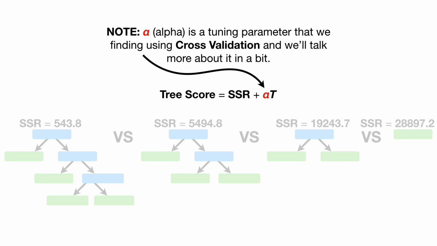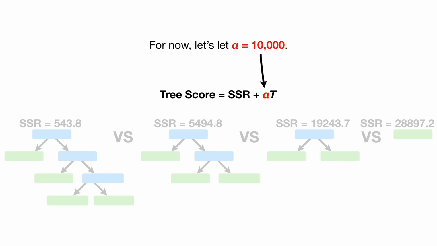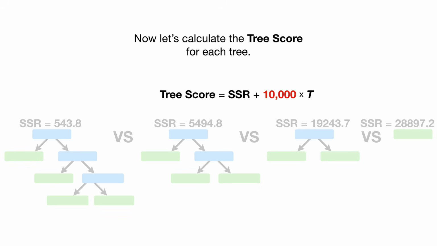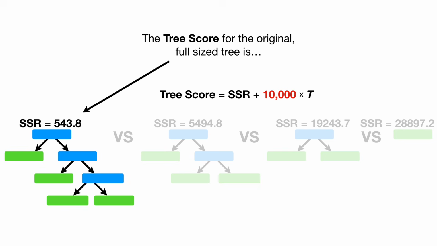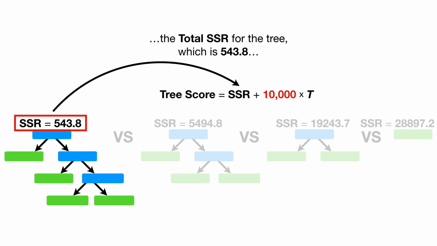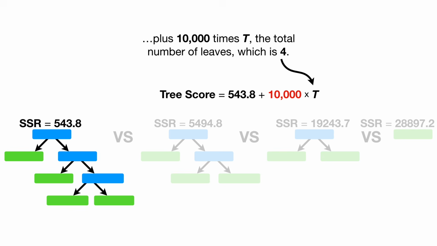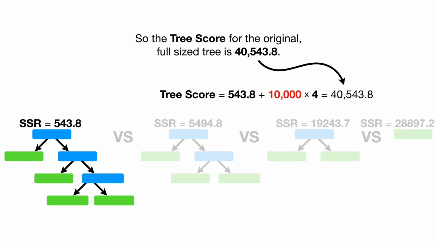Note, alpha is a tuning parameter that we find using cross-validation, and we'll talk more about it in a bit. For now, let's let alpha equal 10,000. Now let's calculate the tree score for each tree. The tree score for the original full-sized tree is the total SSR for the tree, which is 543.8, plus 10,000 times t, the total number of leaves, which is 4.